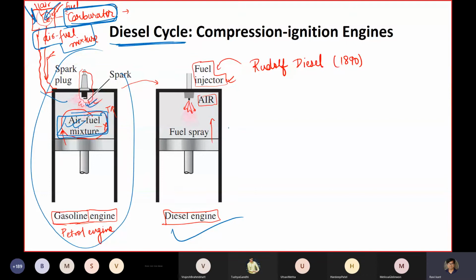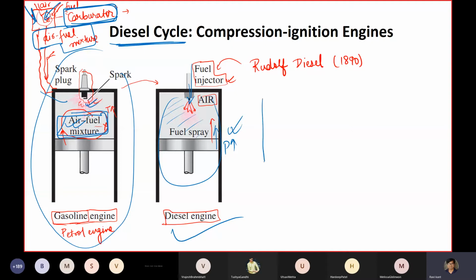Whereas in a diesel engine, you have a fuel injector directly in your volume, that is, here the fuel is sprayed, and because of the piston, the cycle pressure is so high that it auto-combusts. Okay, you don't have to worry about that much.